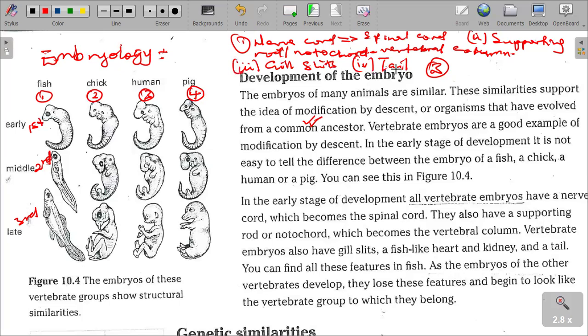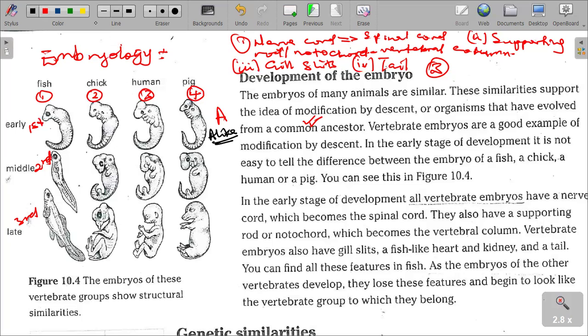So what we are saying is that these are similarities that we can find in fish. As these embryos develop, they lose these features and begin to look like the vertebrate group to which they belong. As you can see, as these develop from stage A to stage B, at stage A they all look alike. We can agree to that.